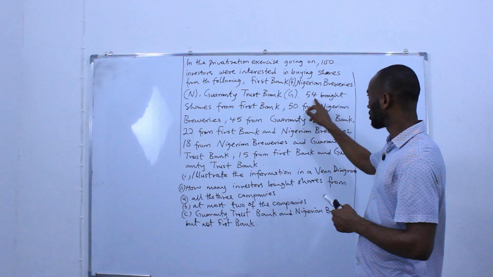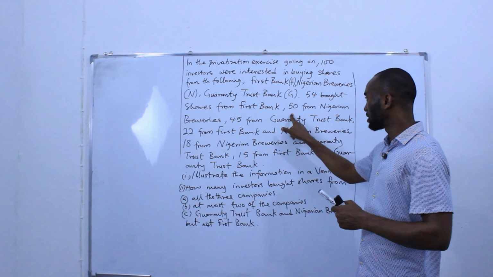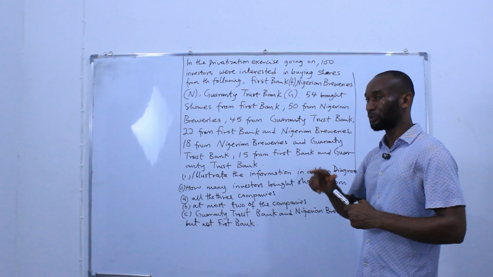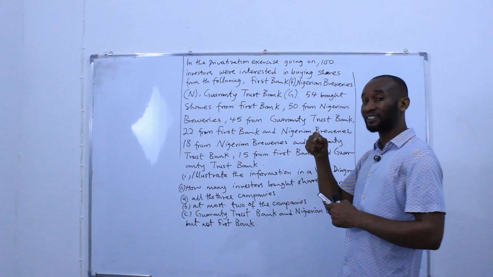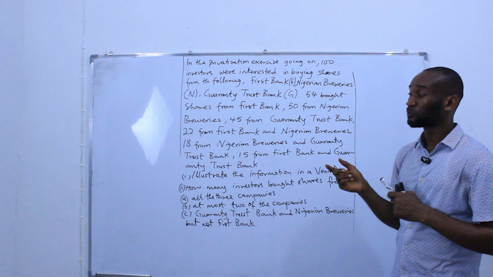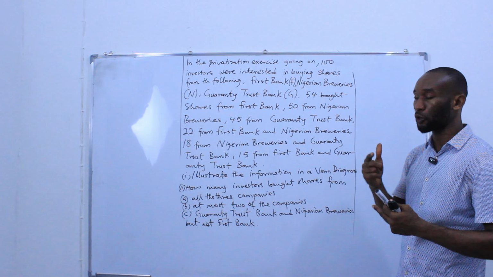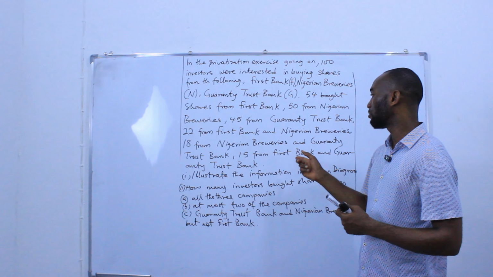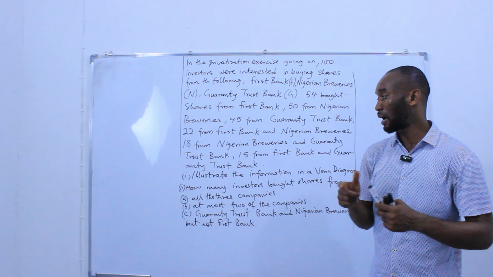54 of these investors bought shares from First Bank. 50 bought from Nigerian Breweries. 45 from Guaranty Trust Bank. 22 from First Bank and Nigerian Breweries. 18 from Nigerian Breweries and Guaranty Trust Bank. 15 from First Bank and Guaranty Trust Bank.